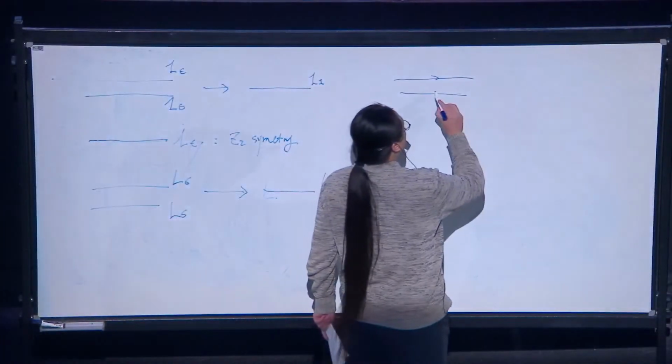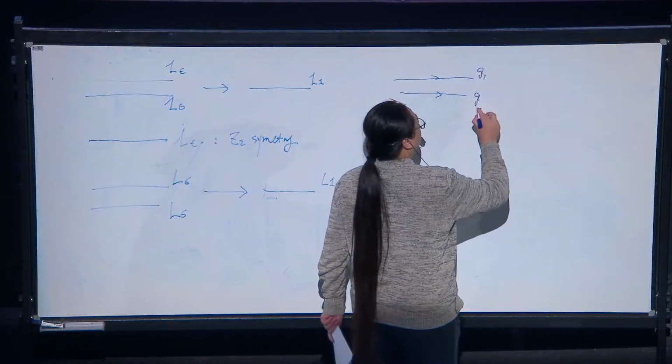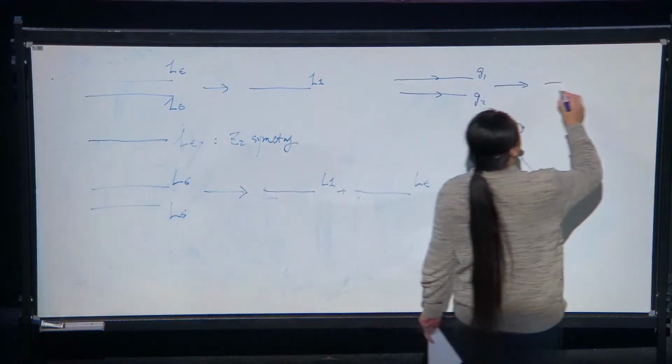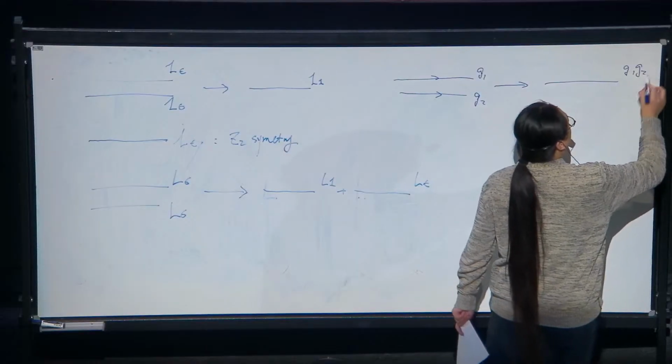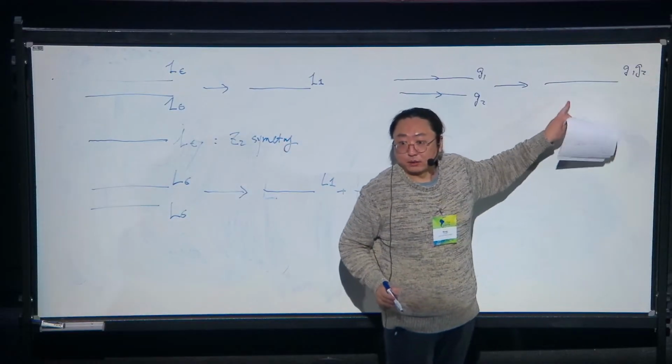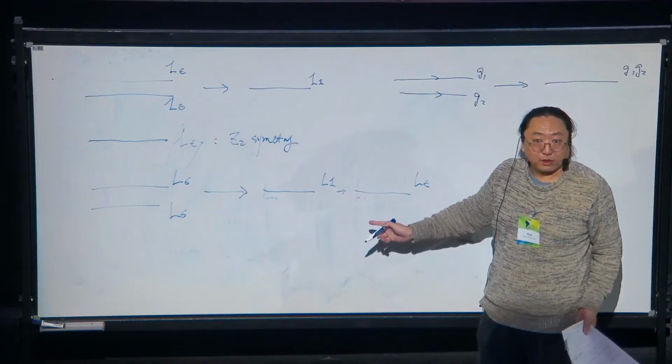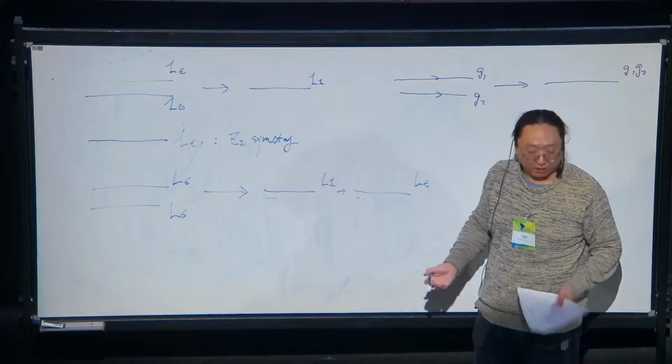So if I have two group elements, G1 and G2, and I fuse them, if it's a group-like symmetry, I should get something that looks like G1G2. So there's just one single element on the right-hand side. But you look at this line, this is not a group-like object. So that's why it's usually called non-invertible.